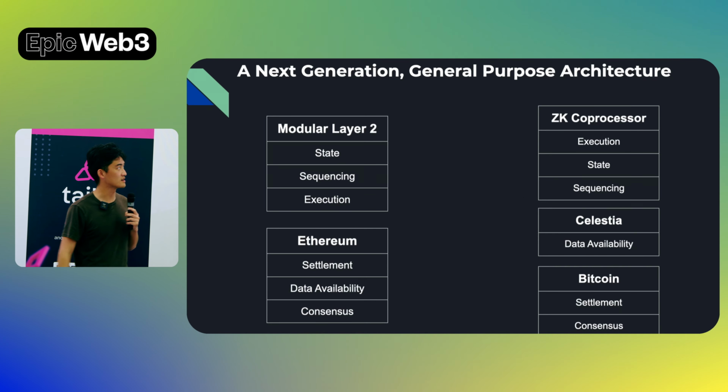So on the left here, this is how we've thought about layer 2s, right? The layer 2 itself has state, it has blocks, it has a centralized sequencer, and it has execution. And then Ethereum handles settlement, DA, and consensus. This is like the original modular thesis.